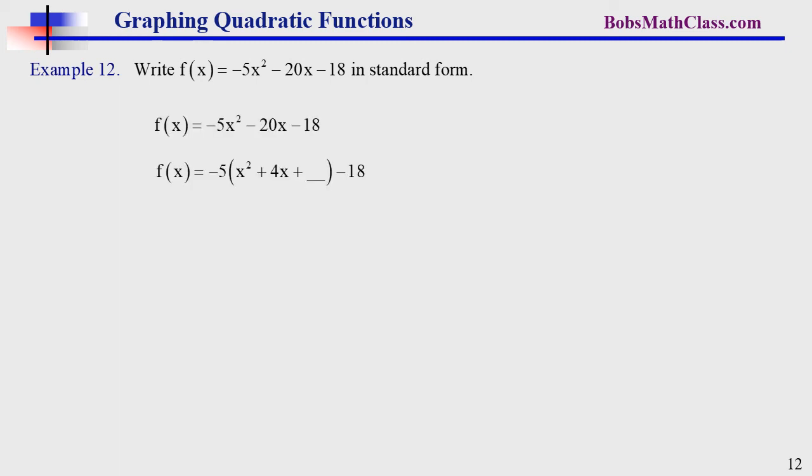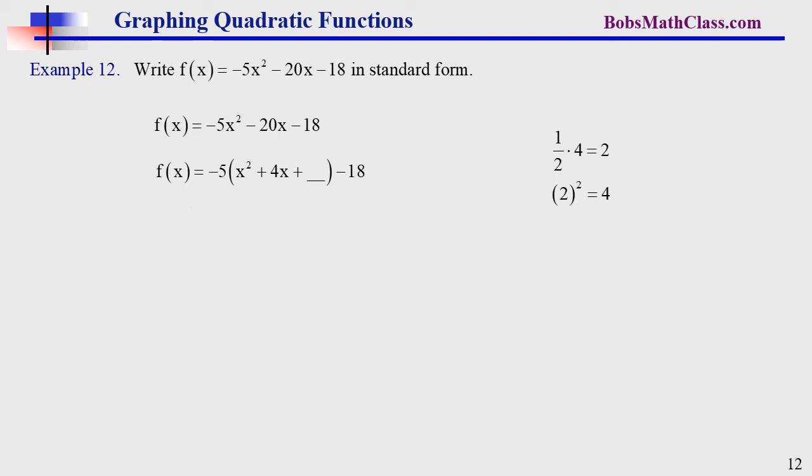Okay, so first, factor out a negative 5 from the first two terms only. Leave a space. Kick the negative 18 outside the parentheses. Now we're going to take half of 4, which is 2, and then square it, we get 4. So 4 is the number you're going to add inside the parentheses. But is that really a 4? No, it's not a 4.